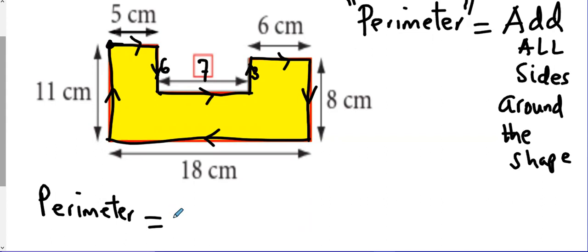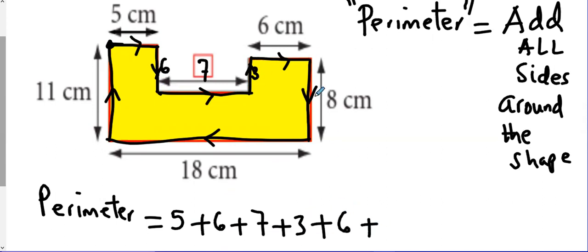5 plus 6 plus 7 plus 3 plus 6 plus 8 plus 18 plus 11. So how many numbers did I add? 1, 2, 3, 4, 5, 6, 7, 8.